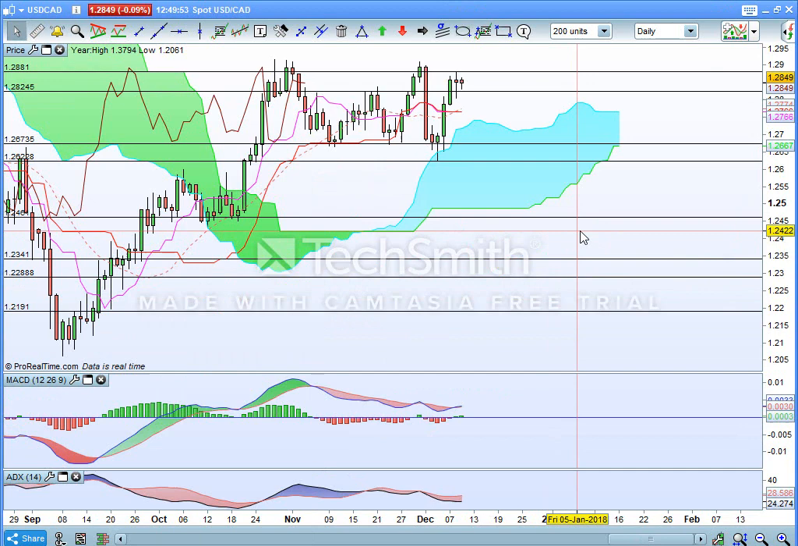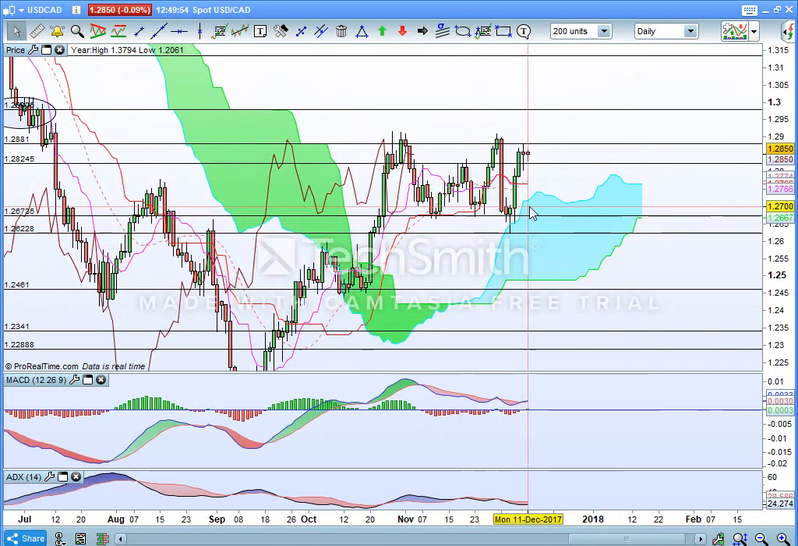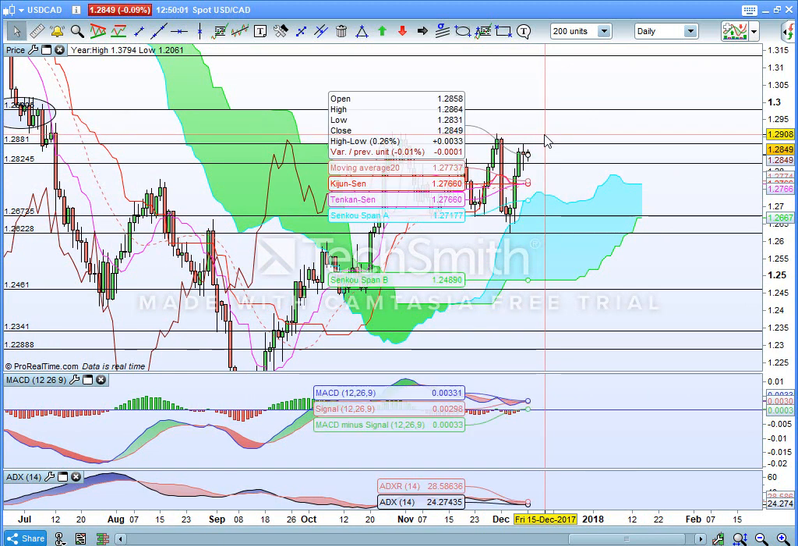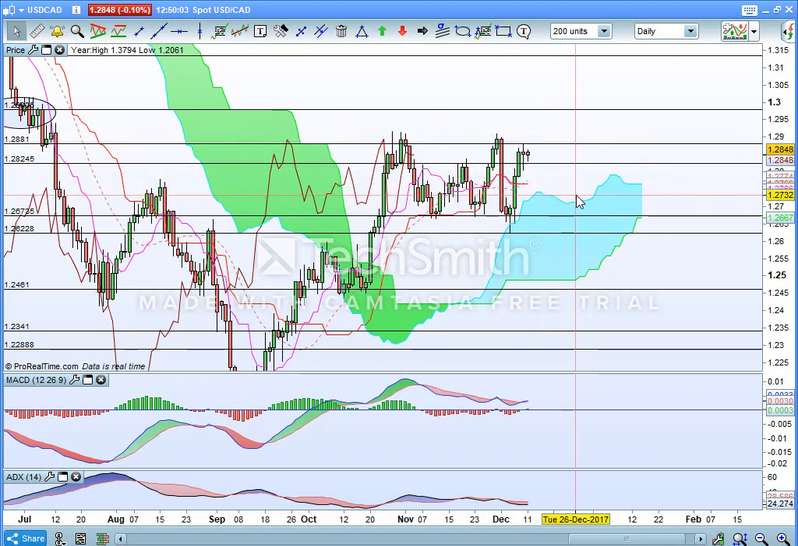US dollar CAD rebounded from the top end cloud chart support zone, is now close to resistance, so watching out to see if it's going to be able to break past this resistance. If resistance holds, we should have a reversal and come back down to the top end of the cloud.